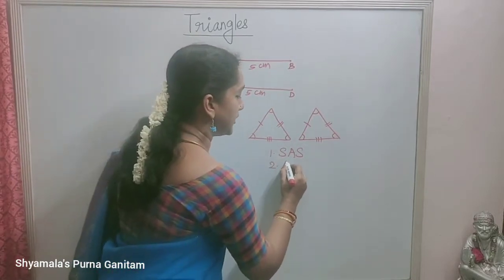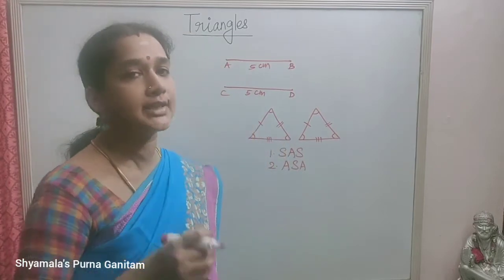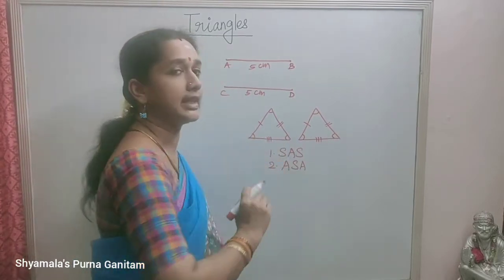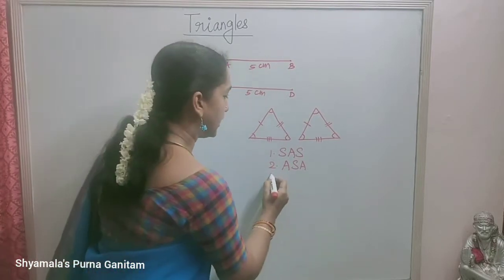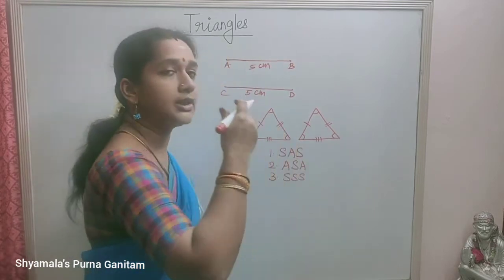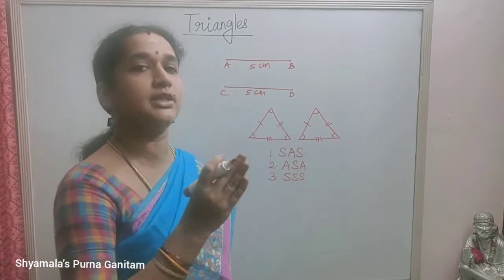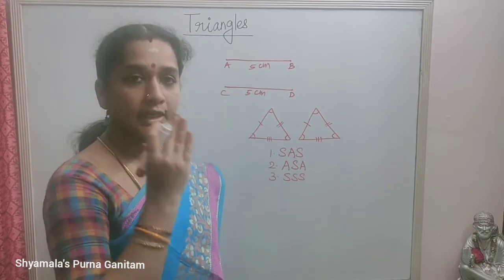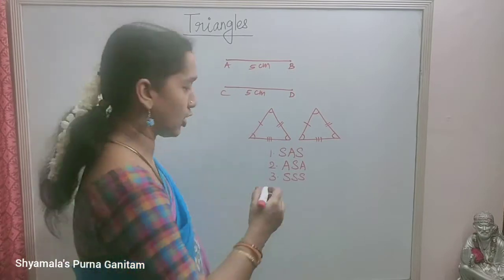And the second one is ASA. Two angles and the included side are equal, then we will say that both the triangles are congruent. And the third one is SSS, that is all the 3 sides of both the triangles are equal, then we will say that that is under SSS congruence.